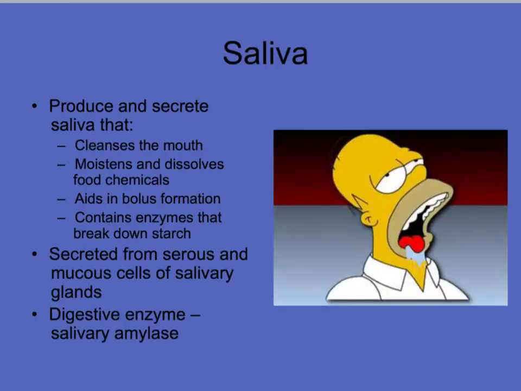Then we have saliva that is produced in the mouth and helps clean it. It helps moisten and dissolve chemicals. It has enzymes in it that help break down starch, and it helps form the bolus, which is the chewed up food that you swallow. It's secreted from serous and mucus cells in the salivary glands, and the main digestive enzyme here is salivary amylase.